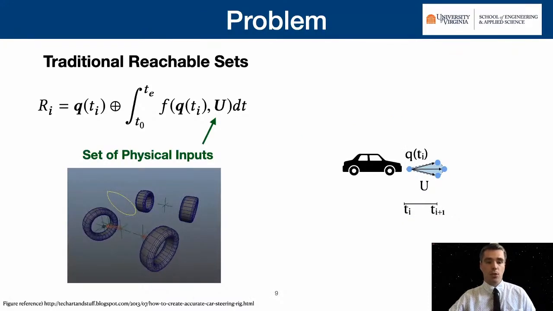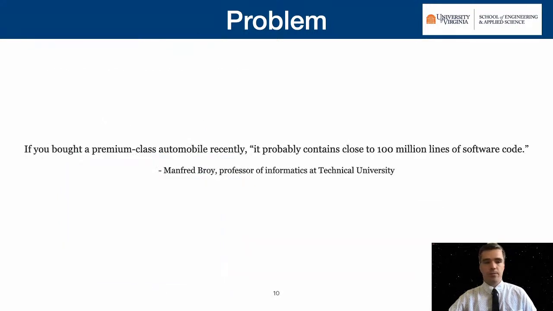Traditionally, the set of inputs U has been instantiated with the system's physical attributes. For example, consider steering angle. The input would be instantiated as all steering angles between the physical minimum and maximum steering angle. The problem is that as we move towards autonomy, many systems rely more and more on sophisticated software. A great example of this is a modern car, which has close to 100 million lines of code.